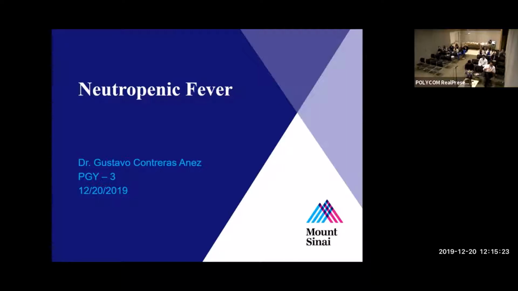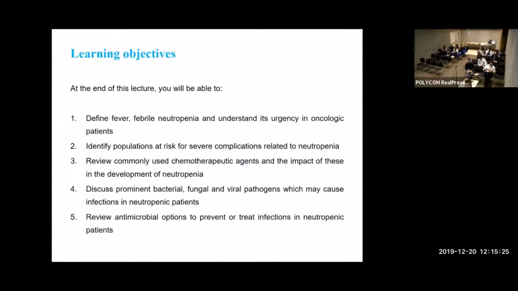So the learning objectives for today's lecture: at the end of this lecture, we should be able to define a fever, to define what is febrile neutropenia, and understand its urgency in the oncology patients. We should be able to identify which populations are at risk of developing these complications, and we'll review some of the most commonly used chemotherapeutic agents that are known to cause neutropenia.